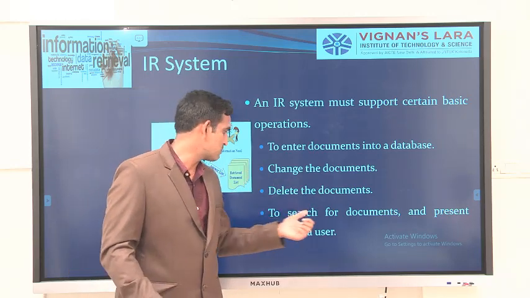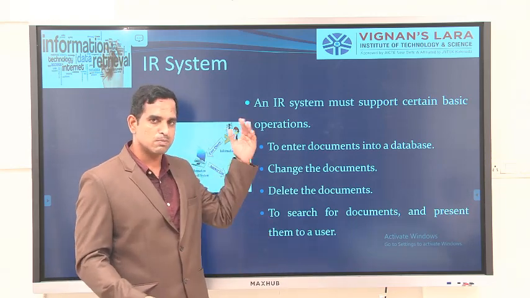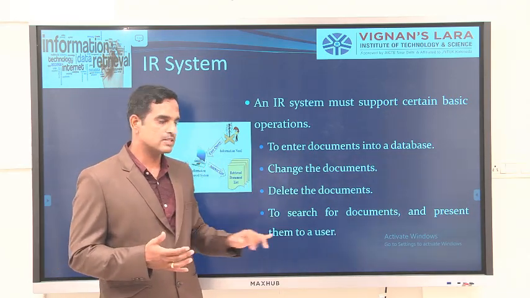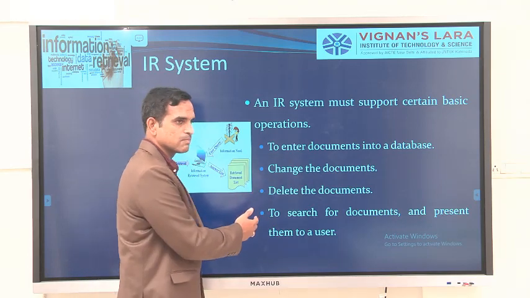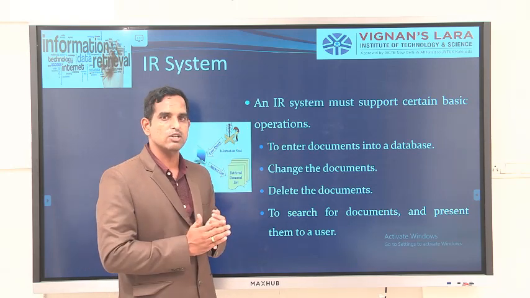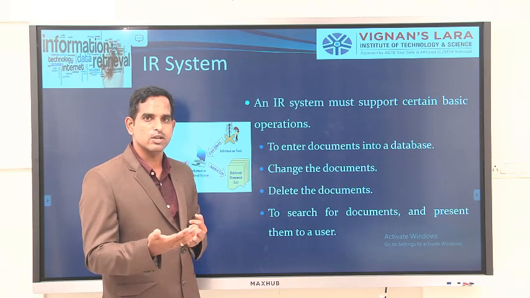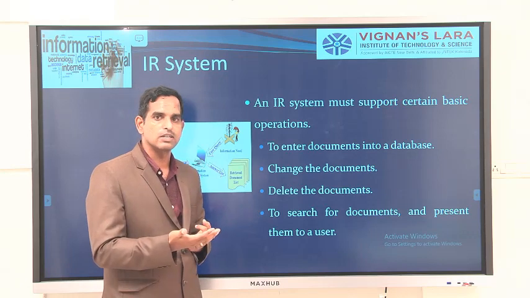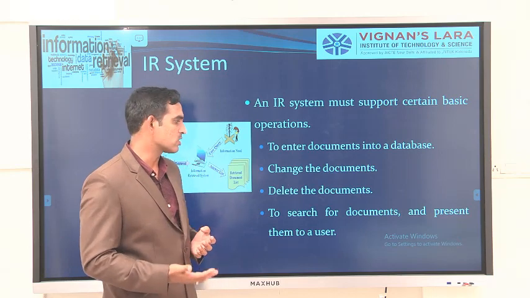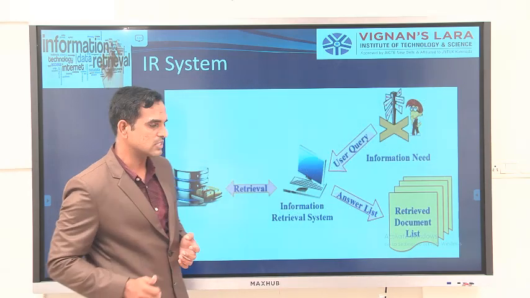Next, search for the documents and present them to the user. The most important thing of an information retrieval system is that, based upon your query, it should be able to search for that particular document and present it to the user. Any information retrieval system has to provide these four operations. First, enter a file into the database. Second, change that document. Third, delete the document. Fourth, search for that particular document and present it to the user. These are the various operations supported by an information retrieval system.